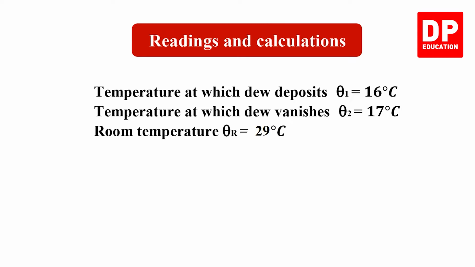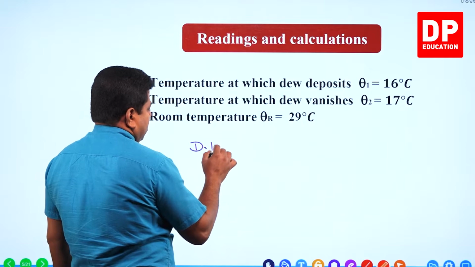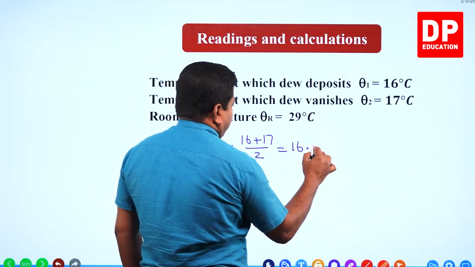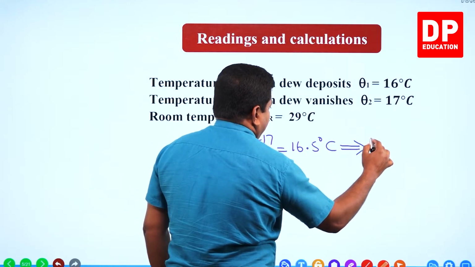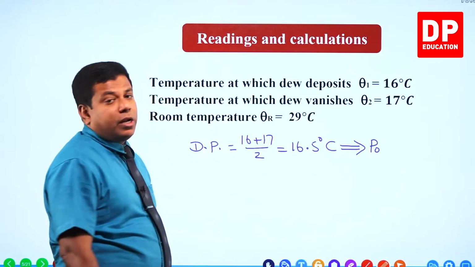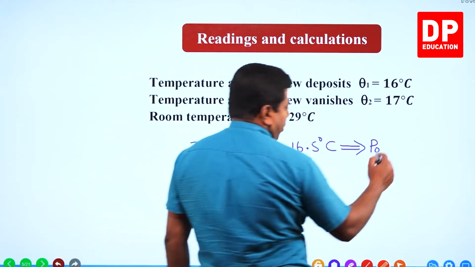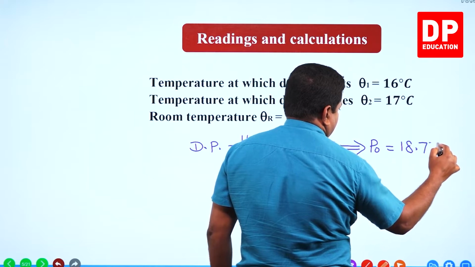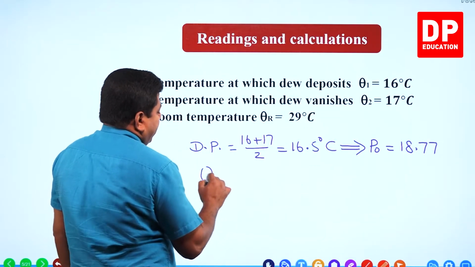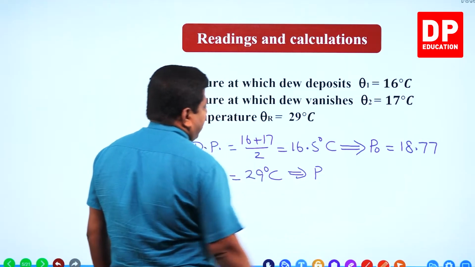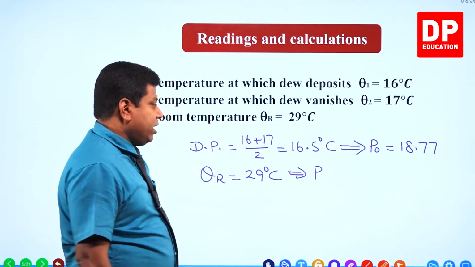Students, you can see the readings we have got. Temperature at which dew deposits 16 degree, when dew vanishes it's 17 degree. So, dew point has to be 16 plus 17 by 2, which is 16.5 degree. Then we can find the saturated vapor pressure at this temperature, at dew point. You can use the table and find it. It's 18.77. And then room temperature 29 degree. So, the saturated vapor pressure at room temperature is 40.05.